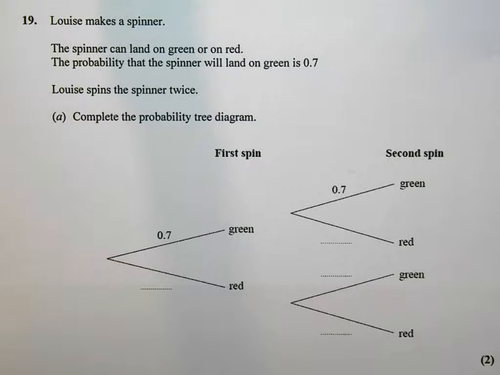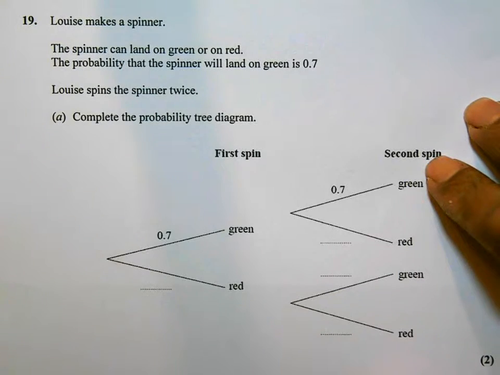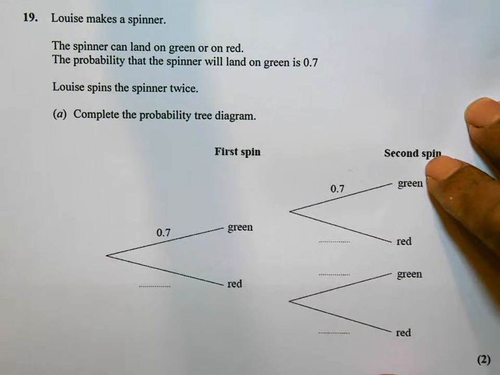This is question number 19 on the November 2014 calculator paper. So we can see straight away that this is a tree diagram question. Let's read the question and see what they want us to do.